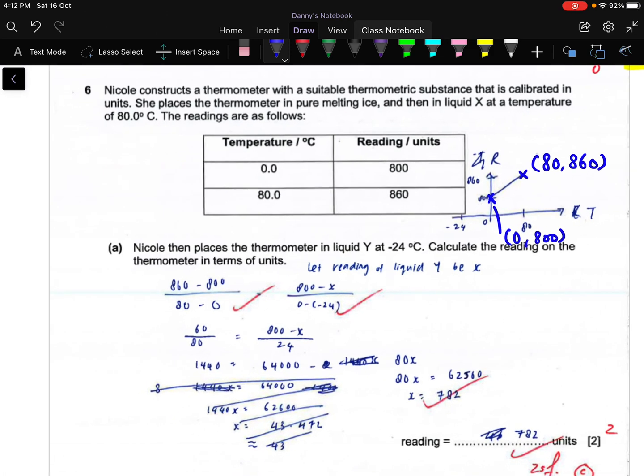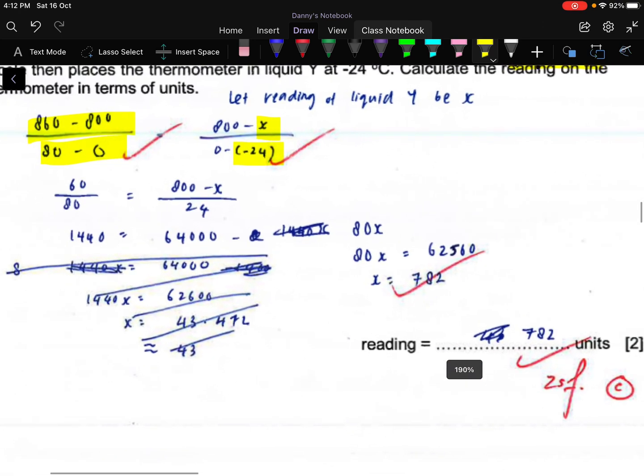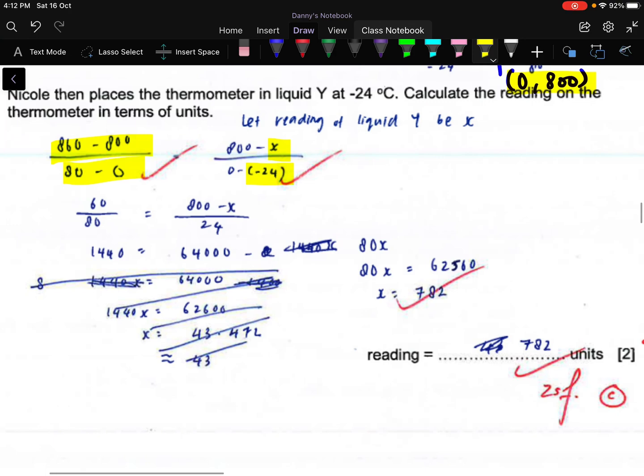So with these two coordinates, she tried to find the gradient, and she knows that there's an unknown pair of coordinates over here, which she calls x and minus 24. If you do it this way, because you are assuming that the graph is linear, the gradient of any 2 points will always be the same. So you can solve it, and very well done. In this case, if you make the 2SF error, we will condone you. It is a special case, but I do not want to tell you why. So it is safer if you actually turn this into 2SF.